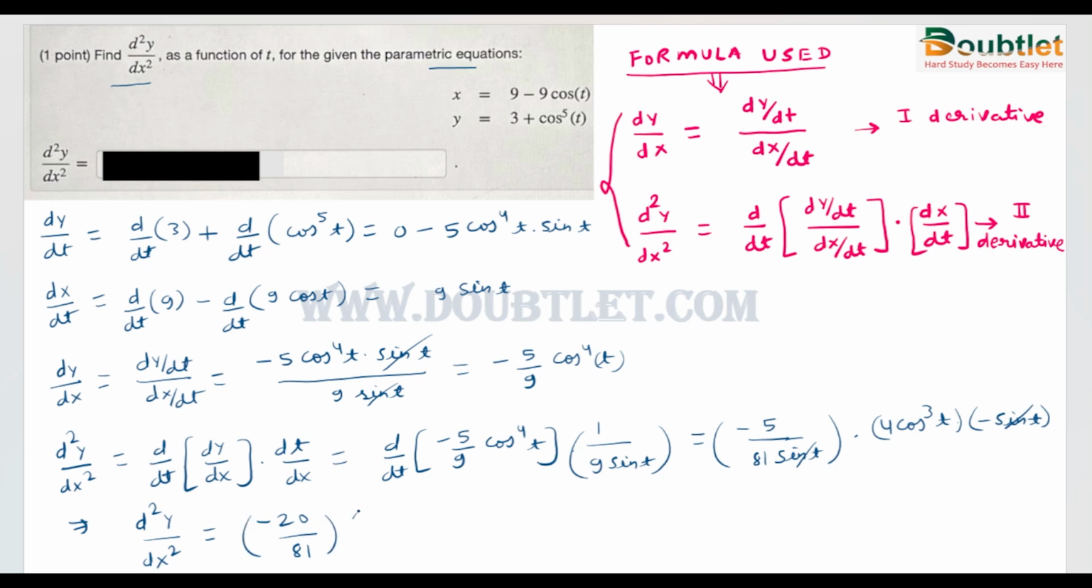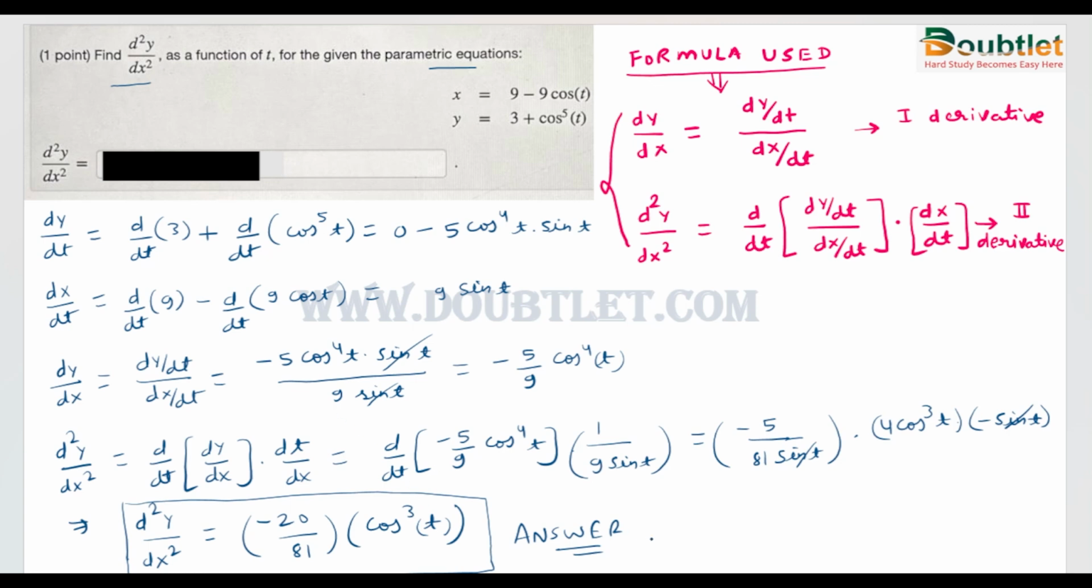This can be written in brackets separately as cos cube t. So this is the whole expression of d square y by dx square. This is the final answer, and we have to put this answer in the given box using a certain format, because for cos cube t you have to use the power button so that it can be written as cos cube t.